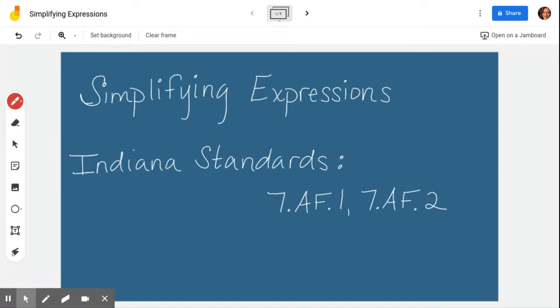Hi, everybody. We are going to talk more about expressions today. We're going to learn the vocab that goes along with them and then also how to simplify expressions by combining like terms. I will tell you now, though, that some of these problems will be using the distributive property.